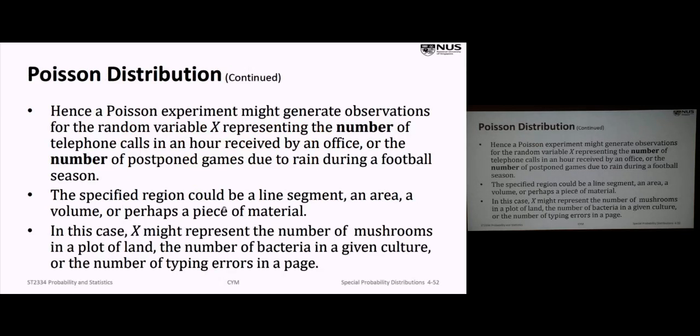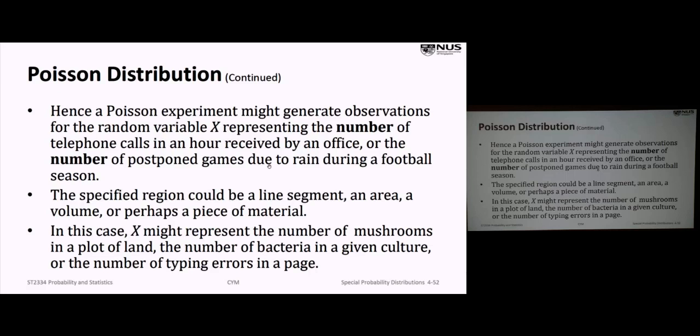Okay, so let's think about this. I'm going to read this out, even if I'm not completely agreeing with this way to derive the distribution. A Poisson experiment generates observations of this random variable x, and it represents, for example, the number of telephone calls in an hour, or the number of postponed games due to rain during a football season. I don't know if that happens anymore, but it used to happen when I was a kid. Definitely not in Europe anyway.